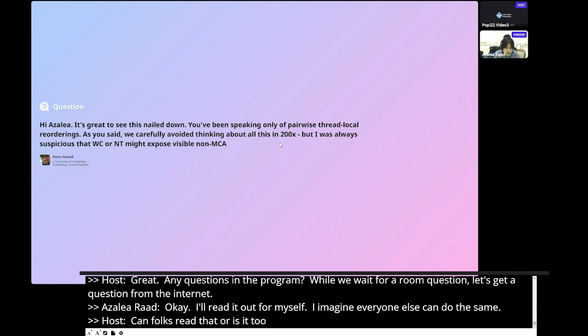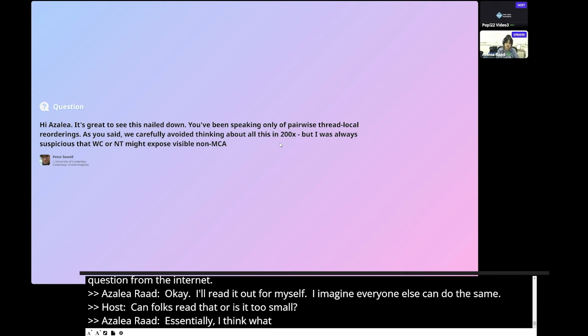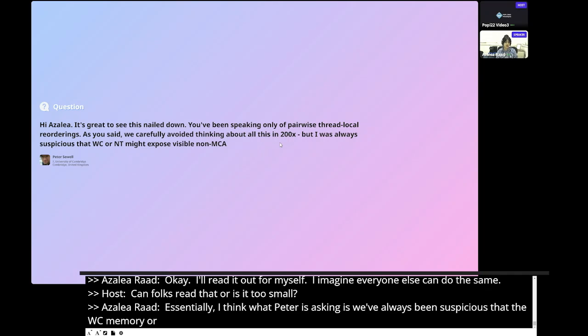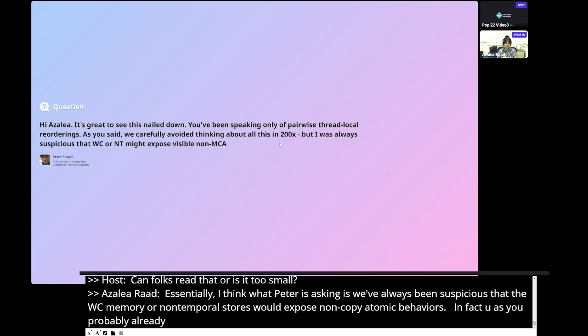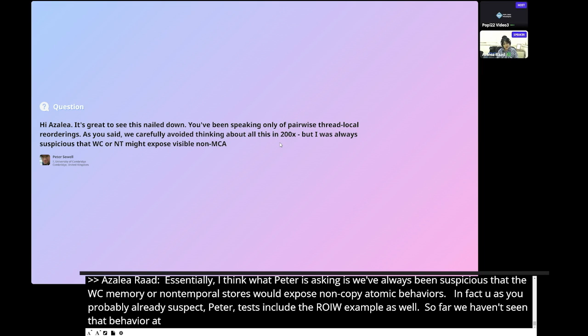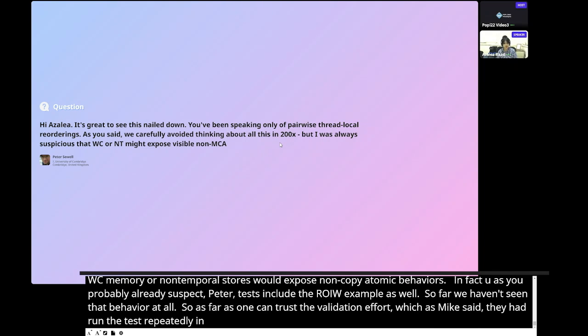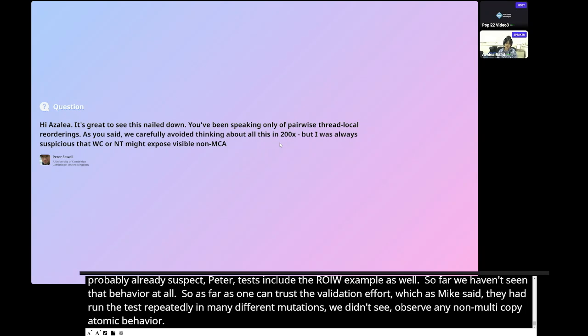Well, essentially, I think what Peter is asking is we've always been suspicious that the WC memory or non-temporal stores would expose non-multi-copy atomic behaviors. In fact, as you probably already suspect, Peter, our tests include the IRIW example as well, and so far we haven't seen that weak behavior at all. So, as far as one can trust the validation effort, which like I said, we have run the tests repeatedly on many different architectures and many different implementations, we didn't observe any non-multi-copy atomic behavior. So for now, we're assuming that they do not cause any non-MCA behavior.